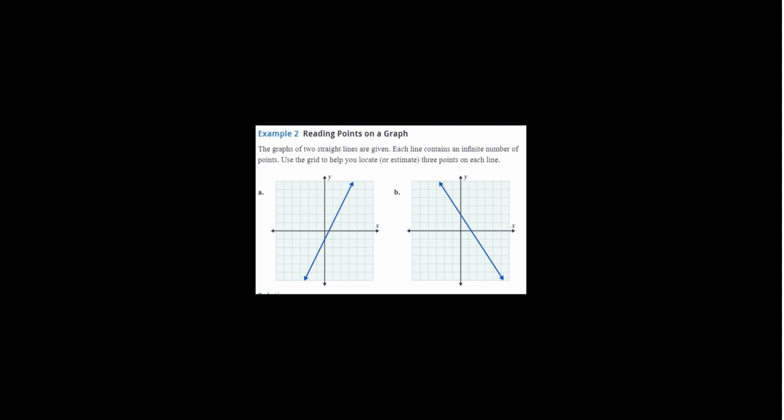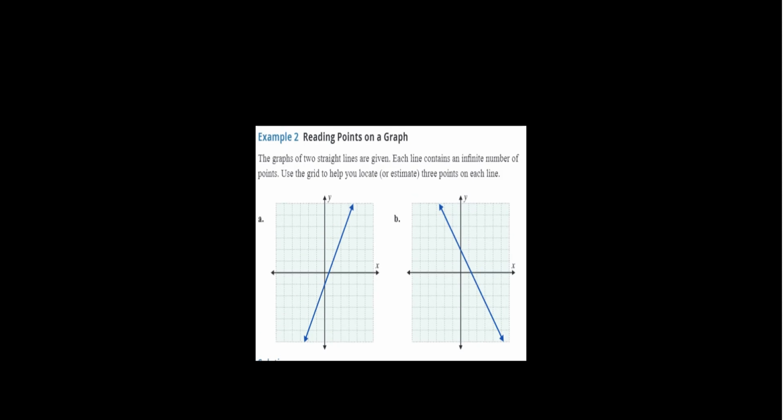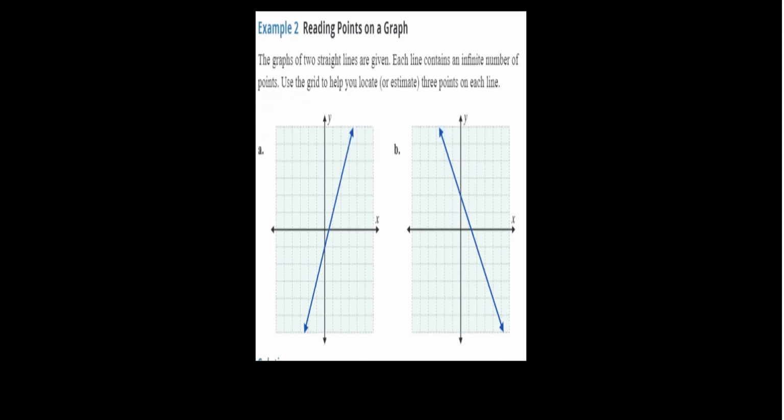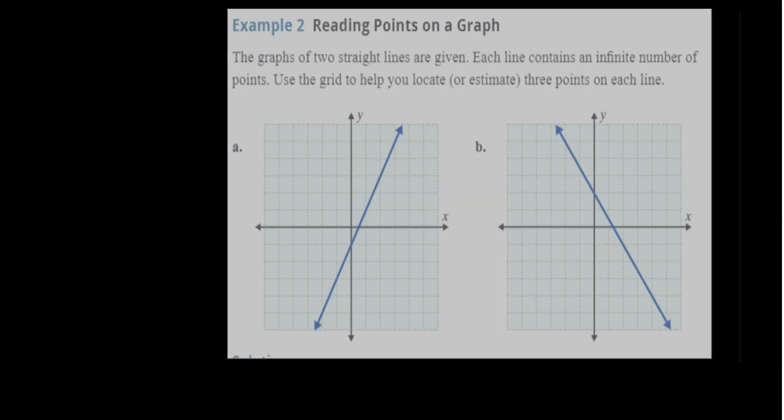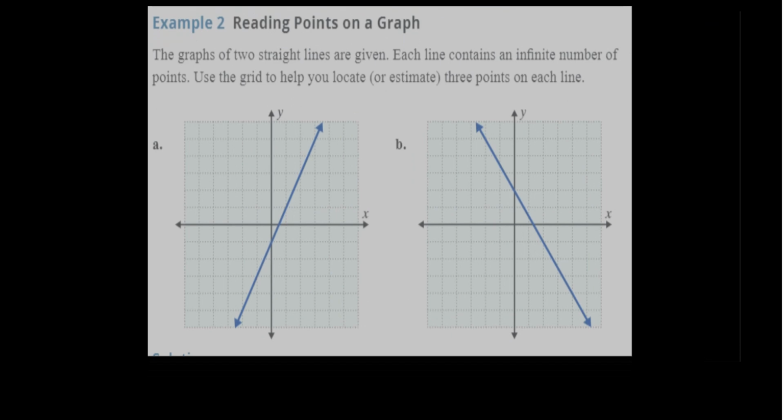All right, so this reads, the graph of two straight lines are given. Each line contains an infinite number of points. Use the grid to help you locate or estimate 3 points on each line. Okay, so let's make this one large as well. When it says it has infinite points, it's true. I can come up with an infinite amount of points on this line.